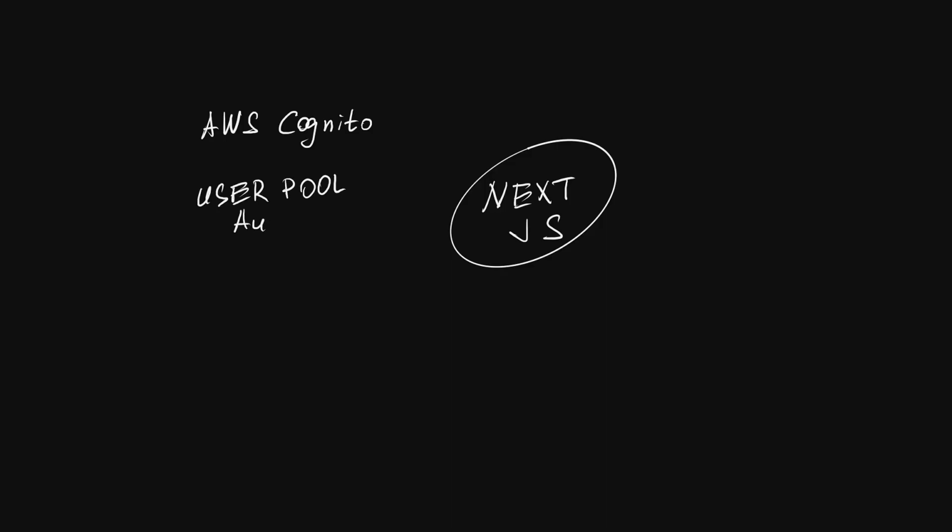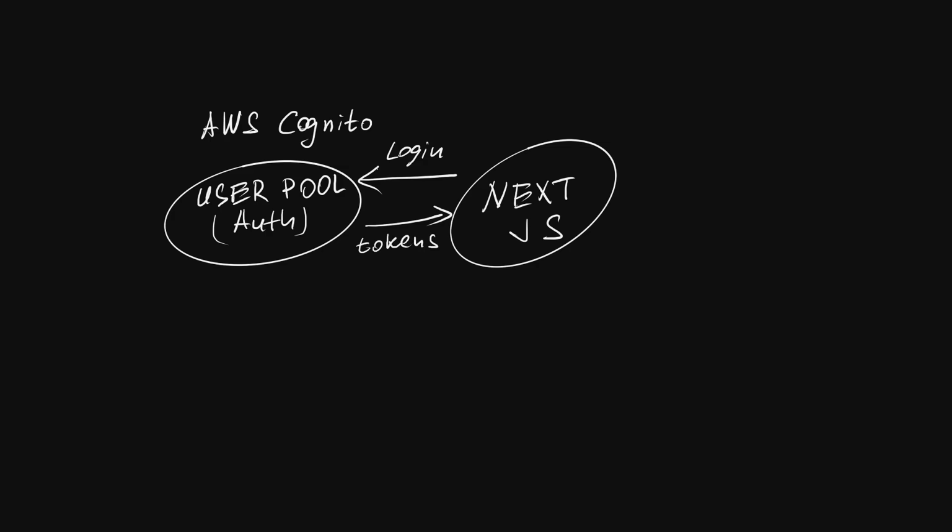We'll start with a simple Next.js project. Since the backend is on AWS, Cognito makes sense for authentication. It's straightforward, and adding external providers like Google is easy. For login, we'll use a user pool. After authentication, it returns a JWT token. At that point, the user is logged in.